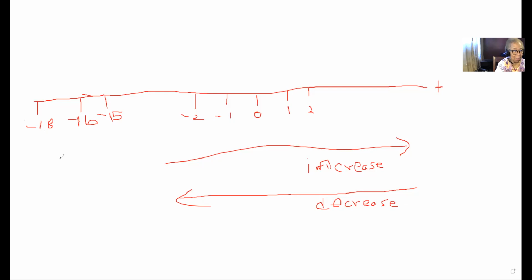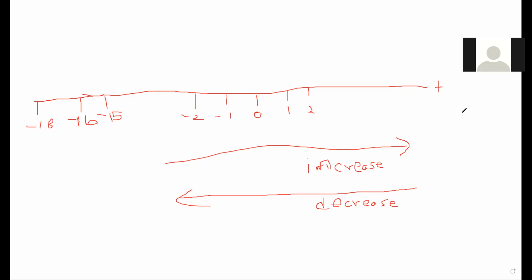So I got the number line increase from left to right, decrease from right to left. So even though these numbers are getting bigger, the value of it is getting smaller. Okay. All right. So a minus 2 is bigger than a minus 18. See, it's closer to the 0. That's one way you know. The farther away you get from the 0 over here on the left, the smaller your number. On the right, the farther away you get from the 0, the bigger your number.